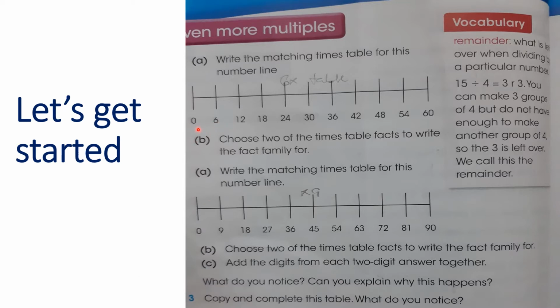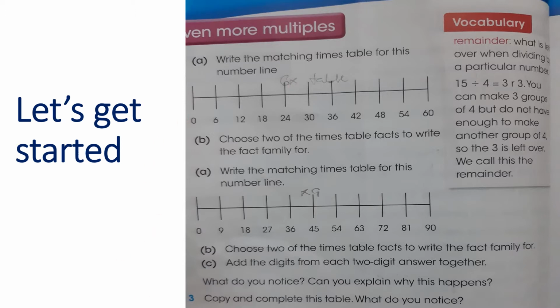6. I told you that when you see a number line, after 0, the first number you see there will tell you if it is a 6 times table or a multiple of 6. So this is 6. We're counting in 6. It means all these numbers are multiples of what? Of 6. And that means it must be the 6 times table. So you know what you're expected to do? You're supposed to write the matching times table.